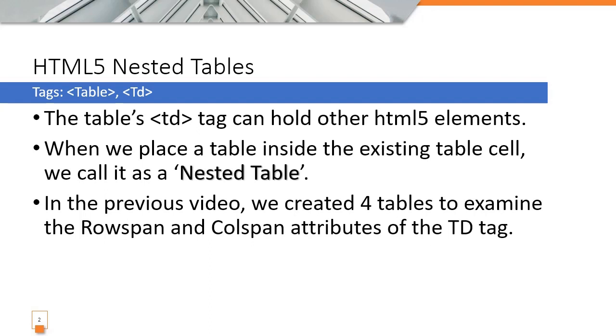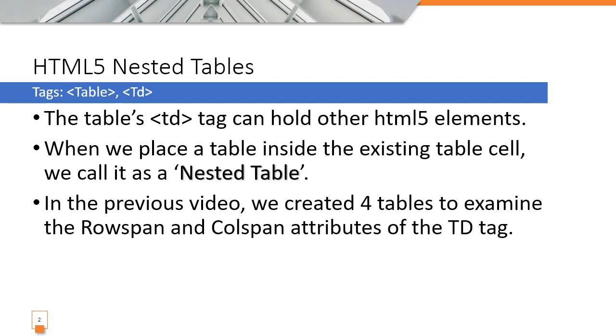In the previous video, we created 4 tables to examine the row span and col span attribute of the TD tag. When we rendered that example in IE browser, the tables are displayed in a new line. That means the example flowed from top to bottom. If we want to display all the table examples in a single row, then we have to use a nested table, because the example itself is a table and we want to display that horizontally.